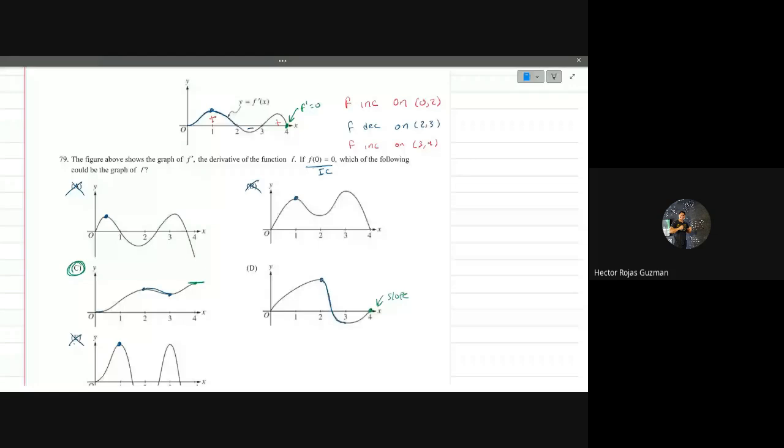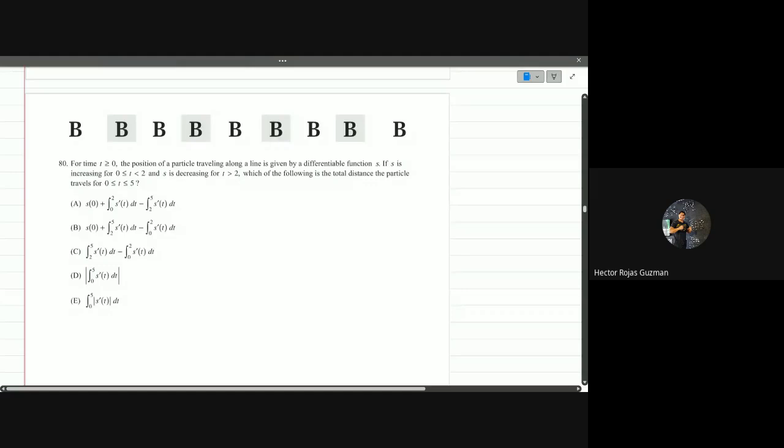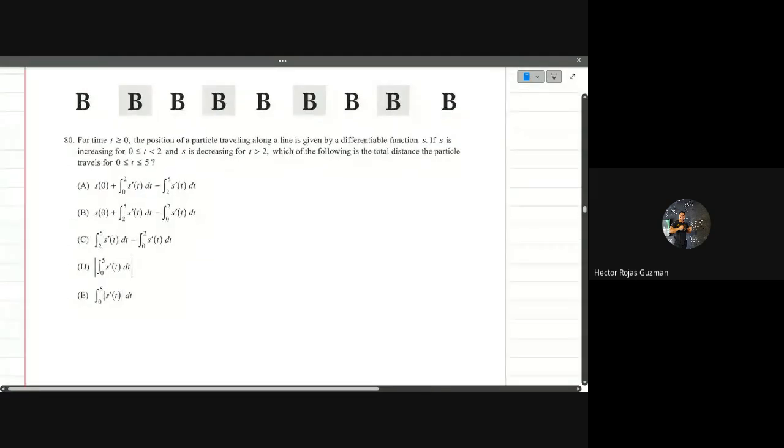And that's actually what you're seeing in C, right? Look at the slope right here. The slope is positive, positive, positive. Right here, the slope is the steepest. And then the slope starts to flatten out, flatten out, flatten out. And you don't see that in the other one. So I'm going to go with C.